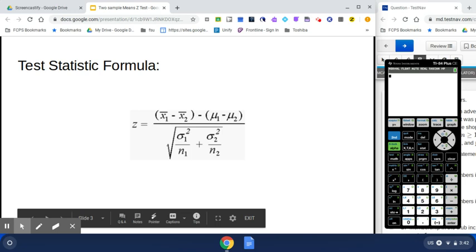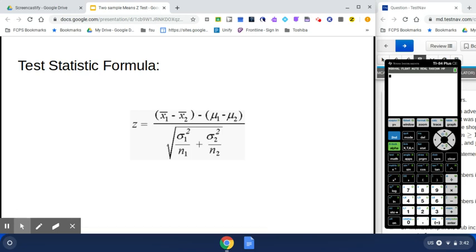Here is the test statistic formula that we use to calculate in step number 3. So we take the two sample mean difference, we subtract the two population mean differences, and then we divide by the square root of the population standard deviation of sample 1 squared divided by n1 plus the population standard deviation of sample 2 squared divided by n2. That gives us the test statistic, which we use to then find the p-value and make the decision for the test.